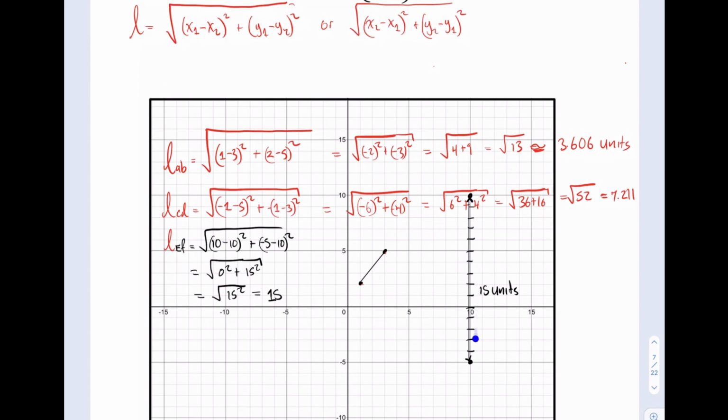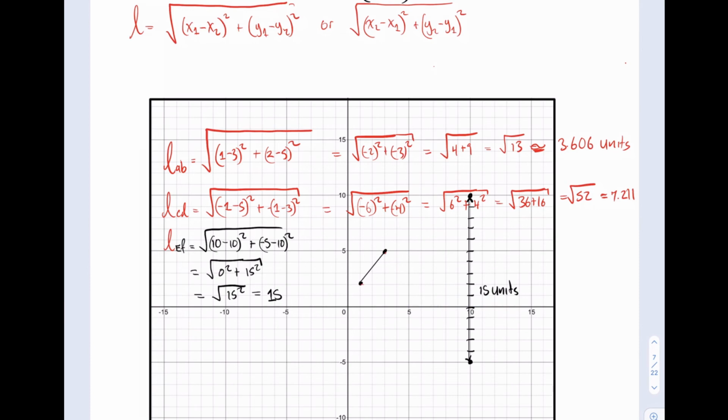If we visualize this line segment, because it's vertical, it's a simple one to work out. But unlike that one, this one is a sloping line, so we can't immediately look at it and count up the number of units. Here we can count up the number of units because it's vertical. Likewise, if it was a horizontal line, we could also count up the units.